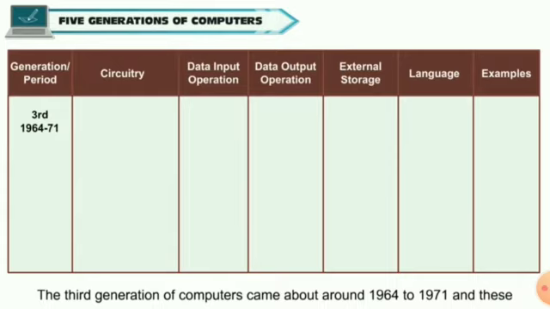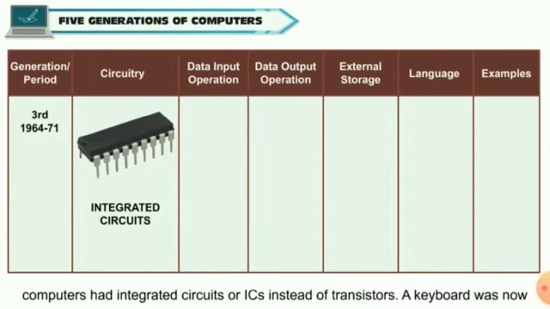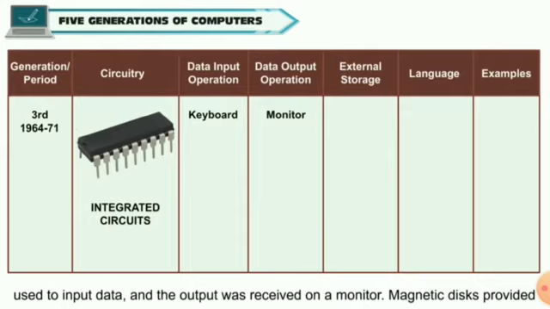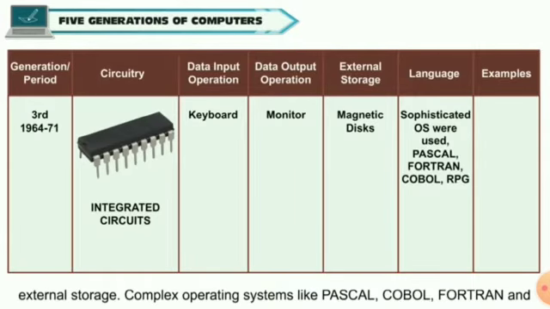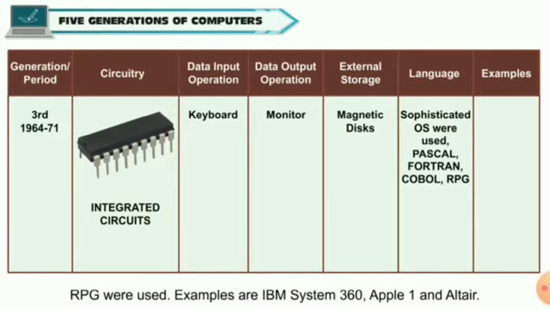The third generation of computers came about around 1964 to 1971, and these computers had integrated circuits or ICs instead of transistors. A keyboard was now used to input data, and the output was received on a monitor. Magnetic disks provided external storage. Complex operating systems like Pascal, COBOL, Fortran, and RPG were used. Examples are IBM System 360, Apple I, and Altair.